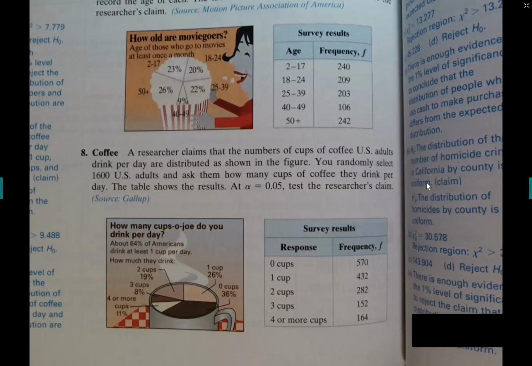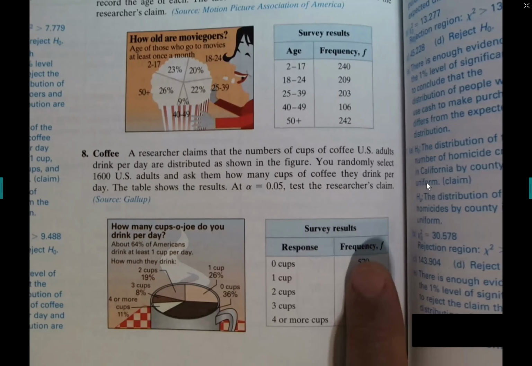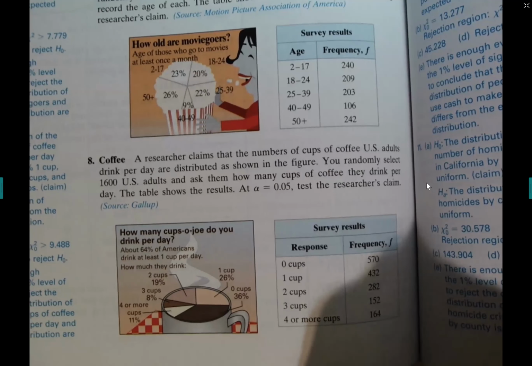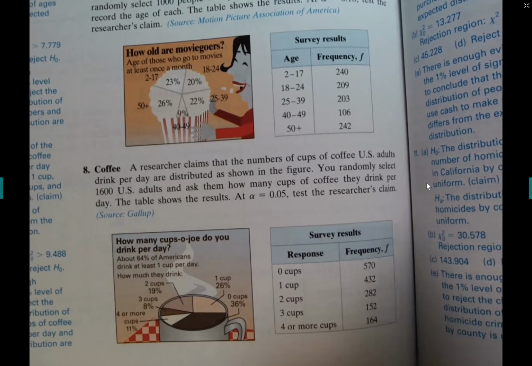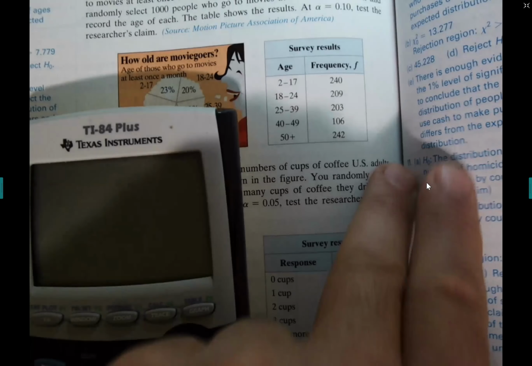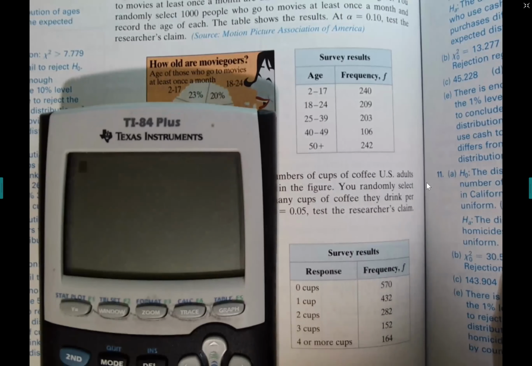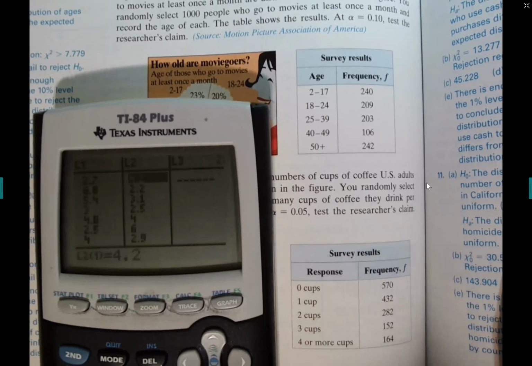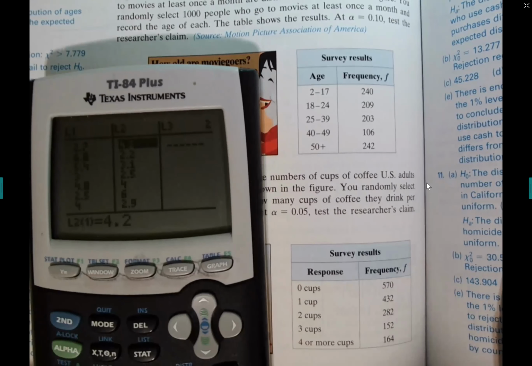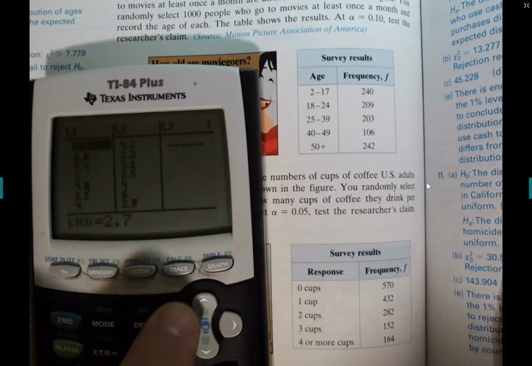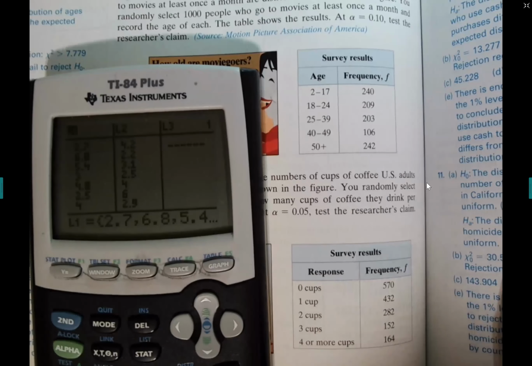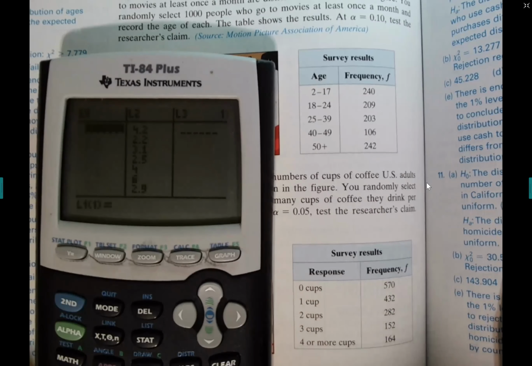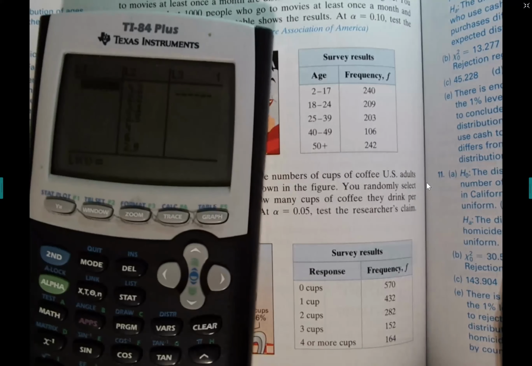Okay, so the first thing that we're going to do, guys, before we do anything else, is put this data right here in L1. These are observed values. Let me do that together, and then we can write the solution of the problem. So I'm going to go to stat, edit, and then go to L1. Then I'm going to scroll up and clear. And okay, let's enter the values, guys.